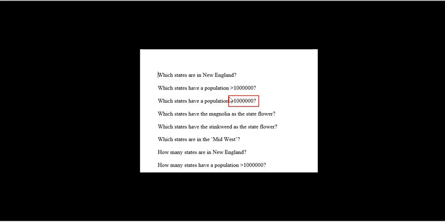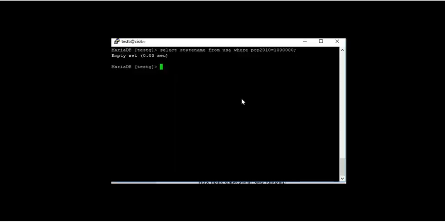Now my next question asks which ones are going to be equal to 1 million. That would be exactly equal to 1 million. Chances are empty set. I just wanted to do that to point out that an empty set is not an error. It just means nothing matched.